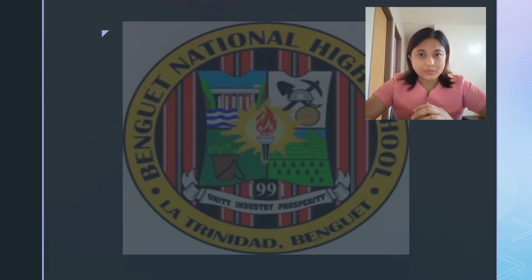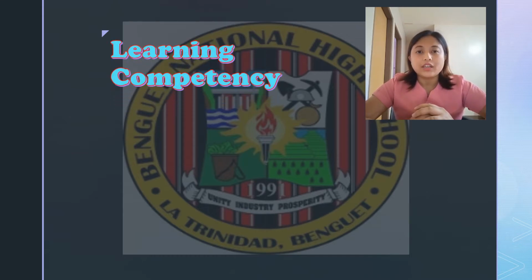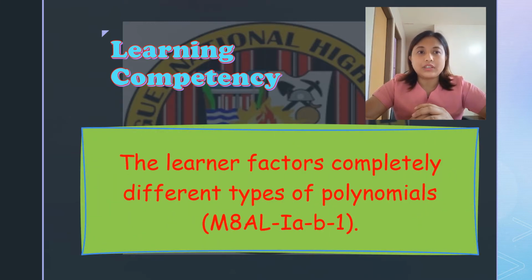This lesson is based on the K-12 curriculum learning competency. The learner factors completely different types of polynomials. By the end of this lesson, you, the learner, should be able to understand and apply the process involved in multiplying polynomials.